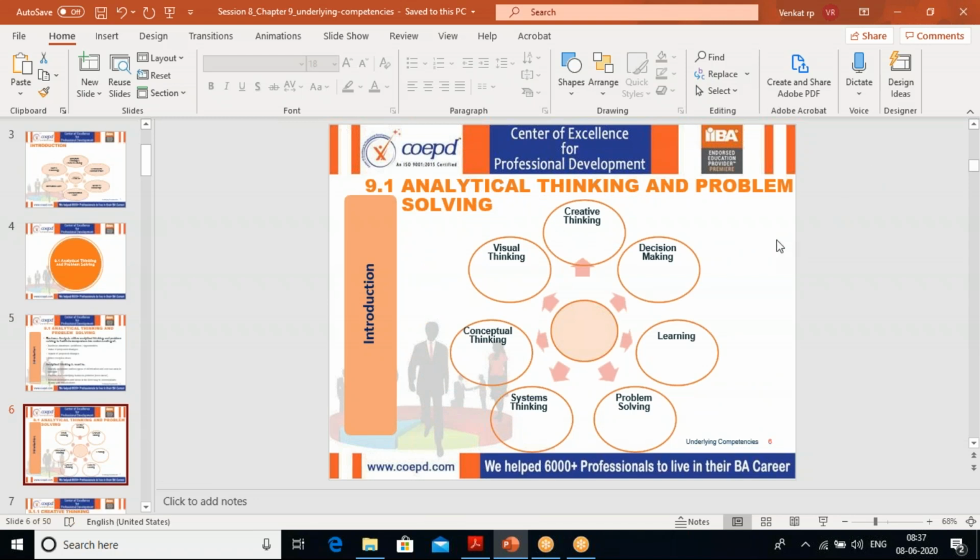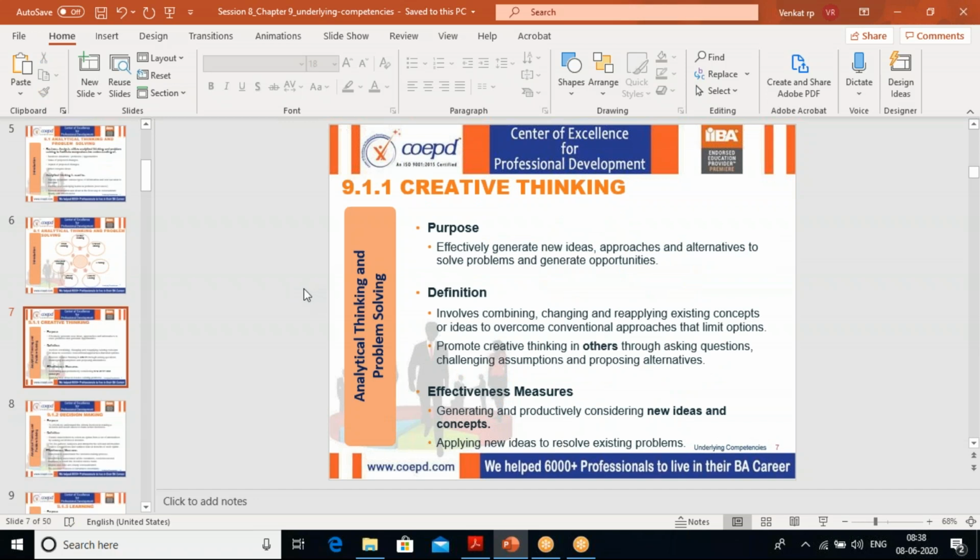The first one is creative thinking, the second is decision making, then we have learning, then problem solving, then systems thinking, then conceptual thinking, then visual thinking. So we have these aspects in analytical thinking and problem solving. Let us try to understand each one of them. The first one is creative thinking.